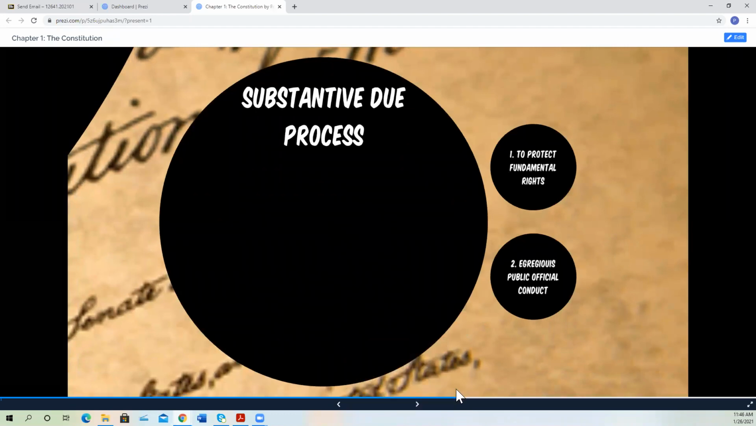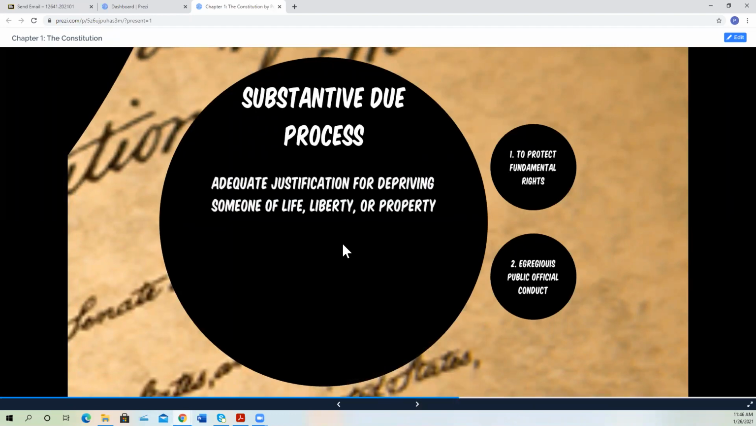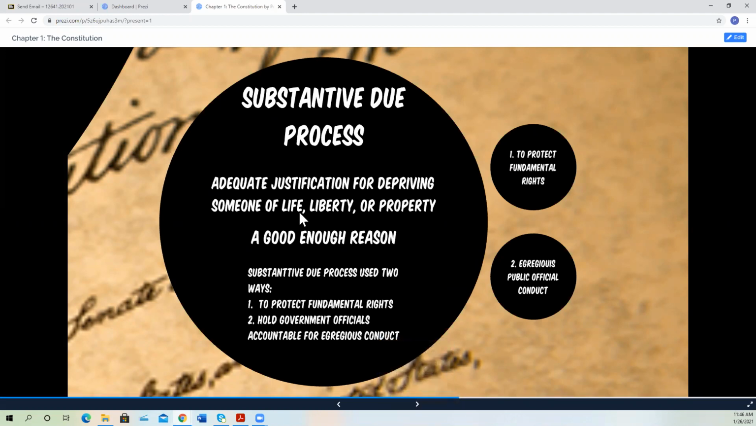And then we have substantive due process. It means an adequate justification for depriving someone of their life, liberty, or property. So not only the way they deprive somebody of their life, liberty, or property, but also why they're doing it. So substantive due process is the why. Why are you doing it? Procedural due process is the way they do it, must be fair. Substantive due process is why. And the why is it a good enough reason? It must be a good enough reason to take somebody's life, liberty, or property.